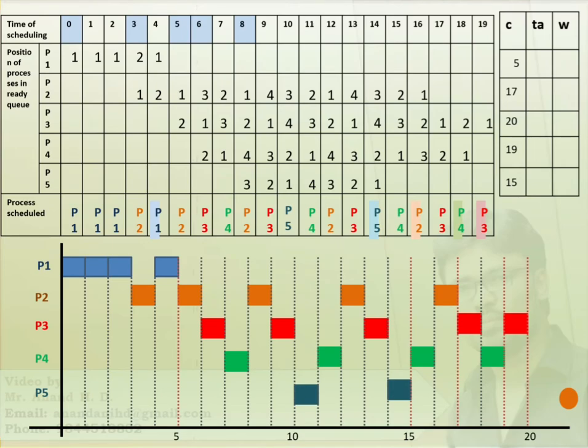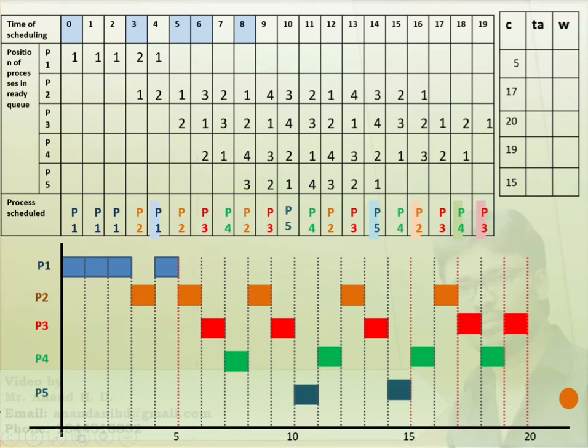Now let's calculate turnaround time for all the processes, and this turnaround time is given by the sum of service time plus waiting time. Okay, so service time means when it was scheduled and waiting time means when it was in waiting state when other processes was scheduled.